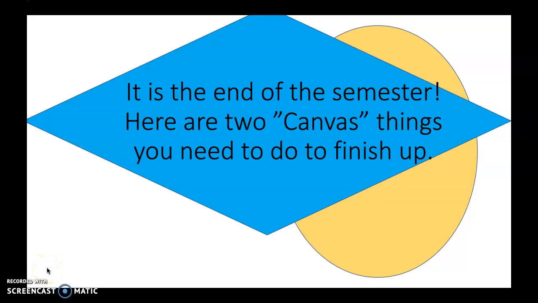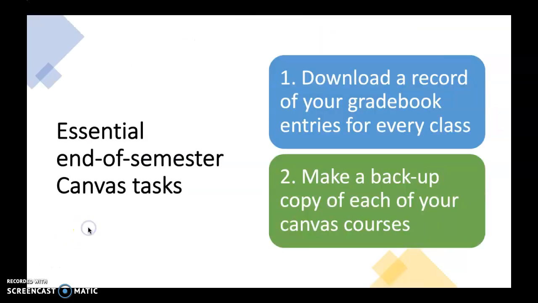Because many of you are new to Canvas, I wanted to quickly go over two essential Canvas things you have to do right at the end of the semester. The first one is to download a record of your gradebook entries for every class. This is going to make sure that you have all of the records of what your students turned in, what you entered in the gradebook, any comments. If there's a grade question in the future, this will help you solve it, and you'll just keep it in a folder on your computer.